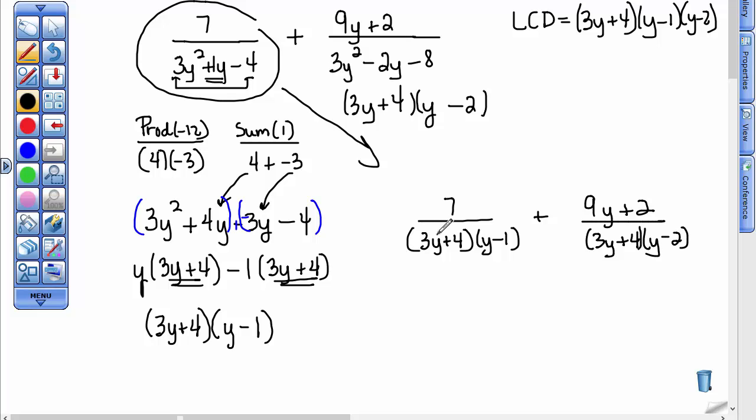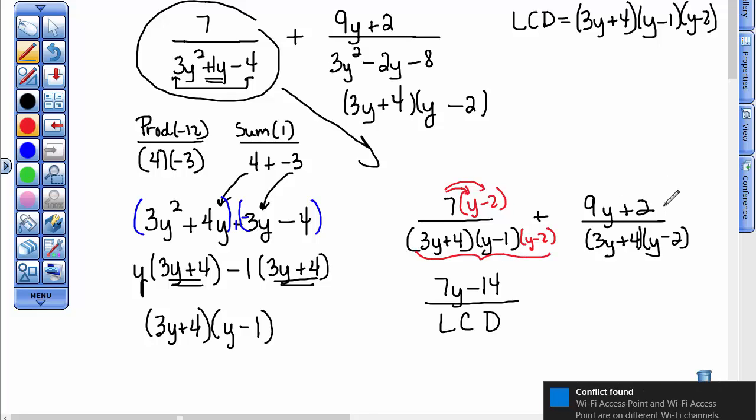Let's see. This fraction is missing, of these three binomials, the y minus 2. So I'm going to have to take that 7 and multiply it by the y minus 2, and that will give me 7y minus 14. Sometimes in my classes I'll just put these three letters under that. That shows me that this denominator is not just these two now. It now has built into it that y minus 2 as well. So the least common denominator is all of those.